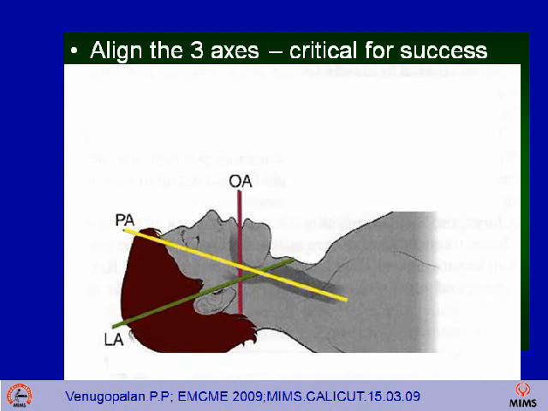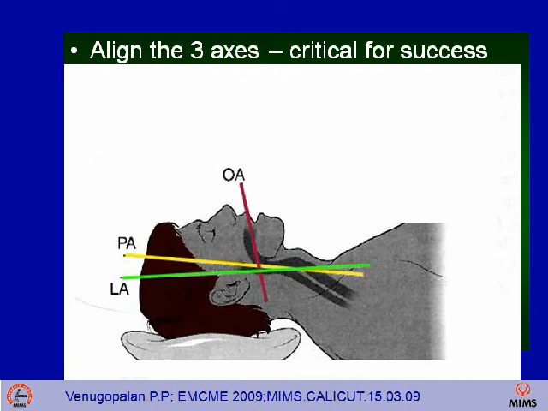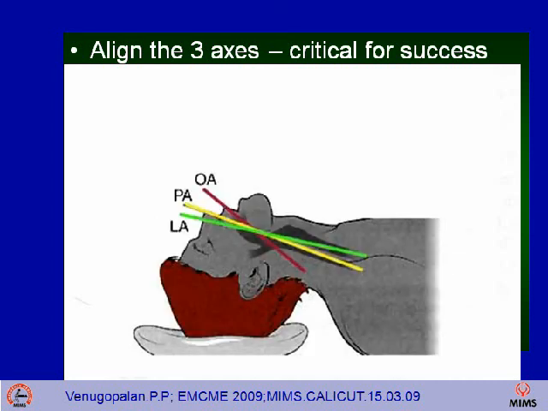Practically, in a supine position, all three axes are in three different directions. A simple maneuver like placing a pillow under the head will bring the pharyngeal and laryngeal axes into the same line, and just giving a head tilt, the oral axis also aligns. So a head tilt and a pillow under the head will bring the oral axis, pharyngeal axis, and laryngeal axis into the same line, so they get aligned.